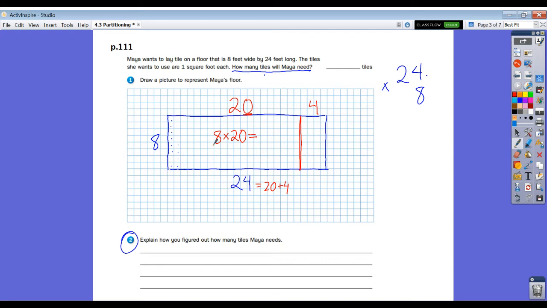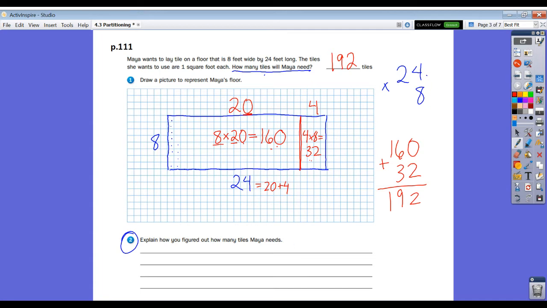Now I just have to do 8 times 20, which, well, I know 8 times 2 is 16, 0 in my factor, 0 in my product. So this has an area of 160. And here, 4 times 8 is 32. So now I have how many tiles are in each of my smaller rectangles. I just need to add those partial products together. And I get 192 tiles. You can give a woohoo if you got that too. I'd be interested to see if you tried the same strategy or if you solved it a different way.